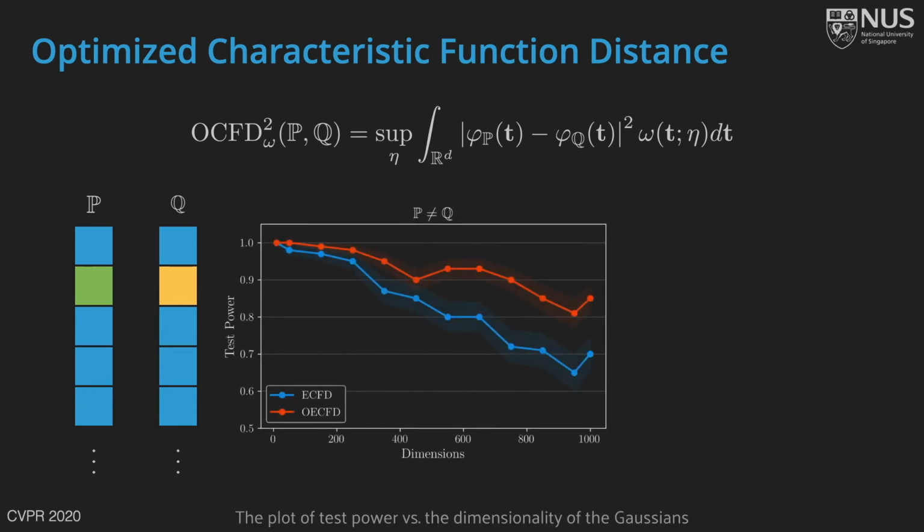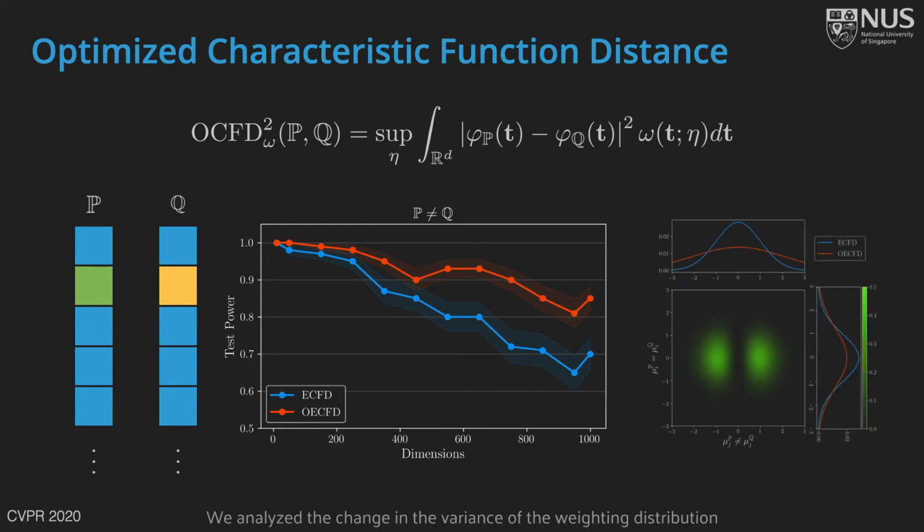The plot of test power versus the dimensionality of the Gaussians shows that the optimized version of eCFD is better at correctly distinguishing between the two distributions, especially in higher dimensions. We analyzed the change in variance of the weighting distribution for the optimized eCFD and observed that the variance increased to better capture the distance between the characteristic functions in the dimension where the distributions differed.